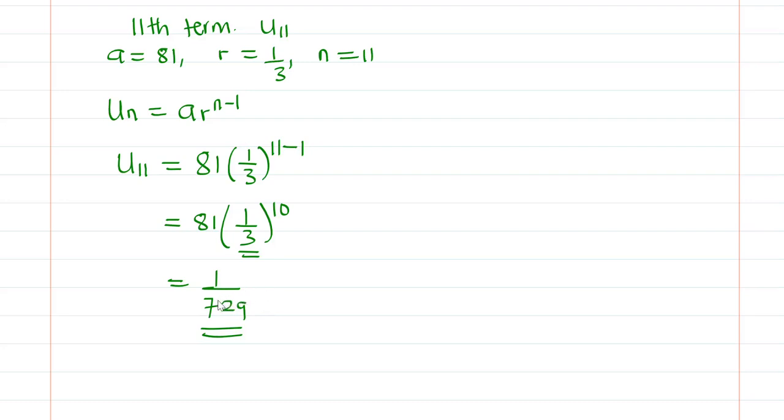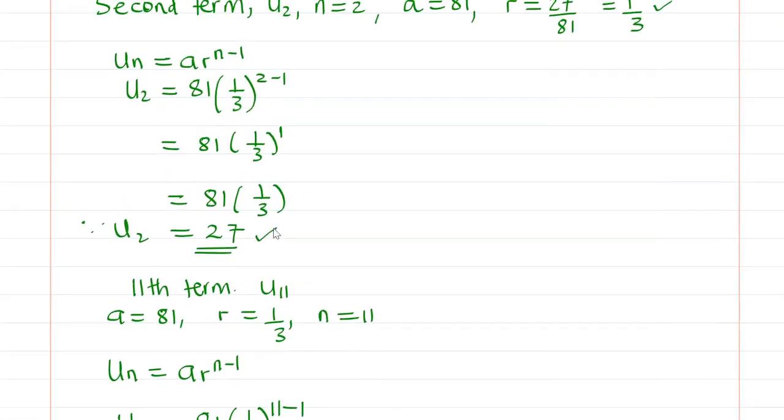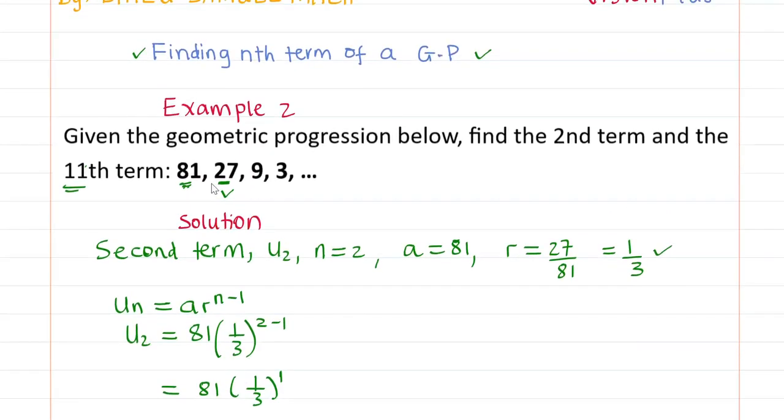So the 11th term is 1 out of 729. Let me confirm that again. 1 divided by 3 power 10 times 81. Then we change it to fraction, yes. So this is the 11th term and this is the second term, which was in the question, but our formula works to give us the right number.